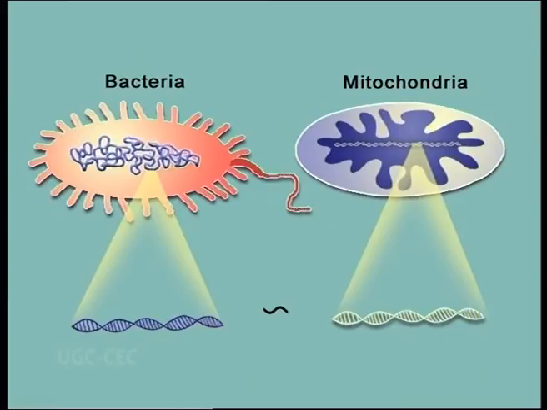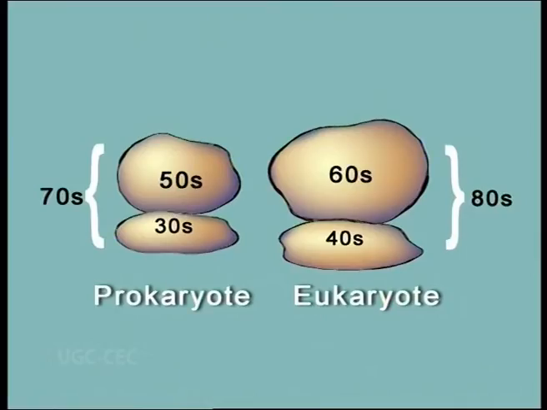This suggests that their ancestor, the so-called protomitochondrion, was a member of proteobacteria. The ribosomes coded for by the mitochondrial DNA are similar to those from bacteria in size and structure. They closely resemble the bacterial 70S ribosome and not the 80S cytoplasmic ribosomes.